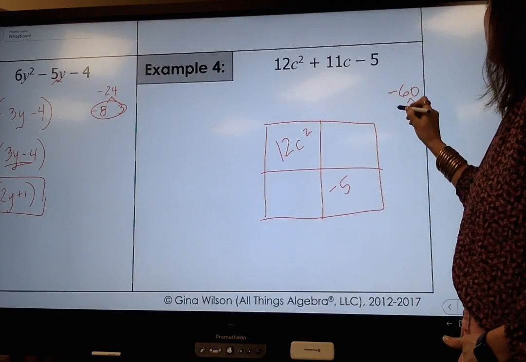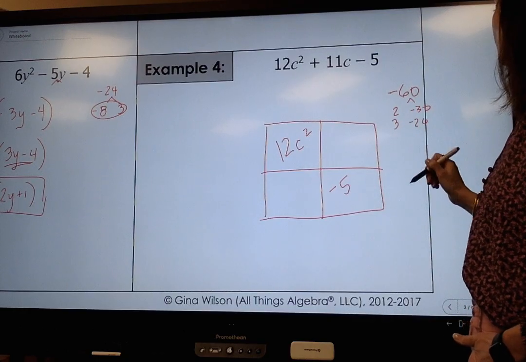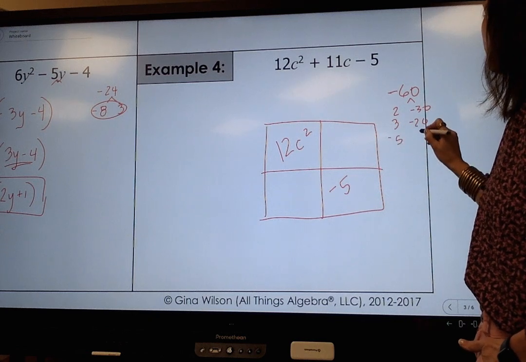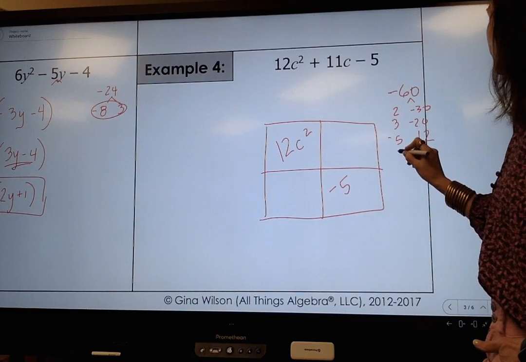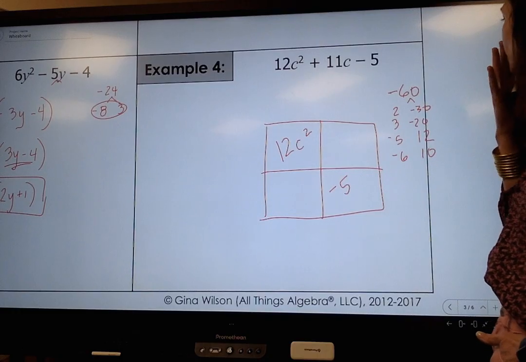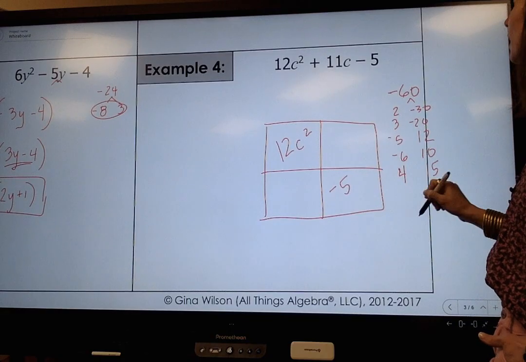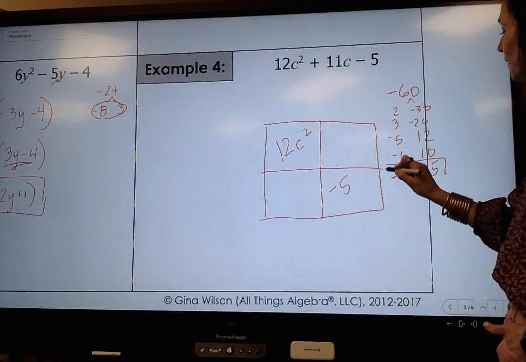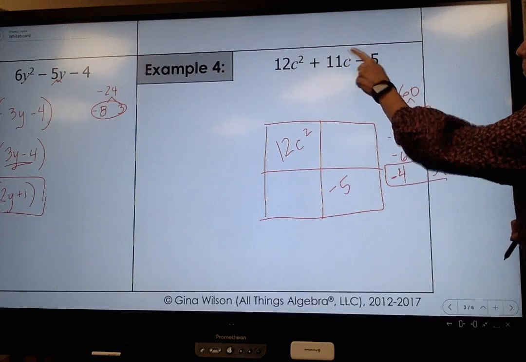So I'm just going to start listing. 2 and 30 is not going to do it. 3 and 20 is not going to do it, no matter which one's negative. Let's do a negative 5 and a positive 12. That's not going to do it. Negative 6 and a positive 10 is not going to do it. Let's do 4 and 15. That's going to do it. Which one needs to be negative? Negative 4 and a positive 15. Those are the ones that are going to combine to give me that negative 60 and that positive 11.